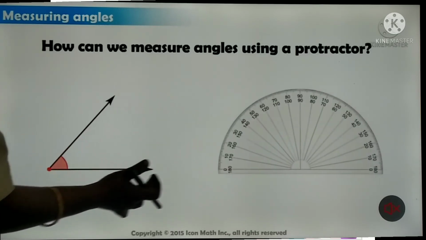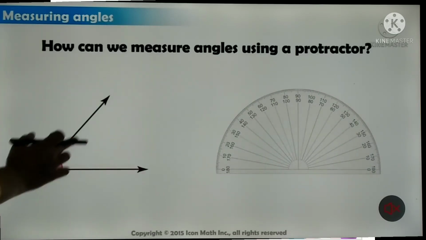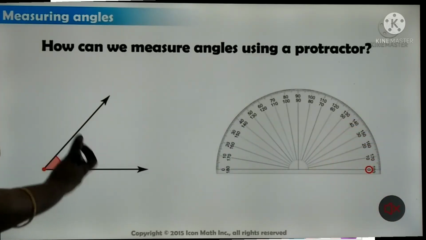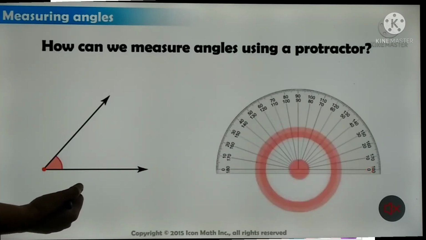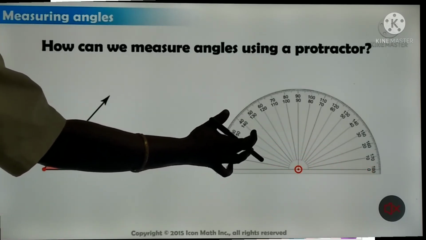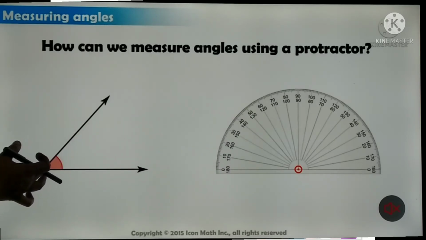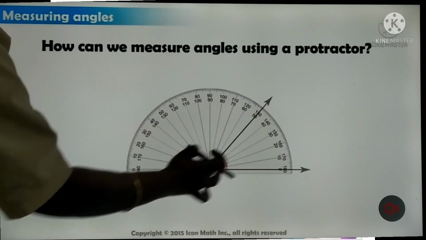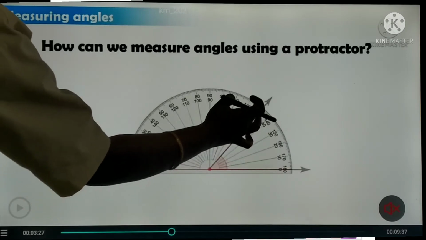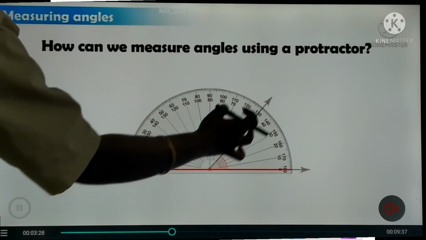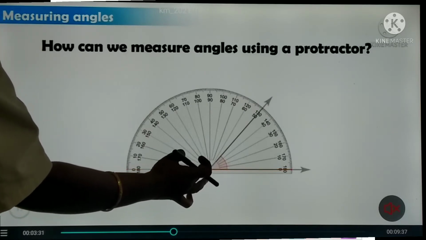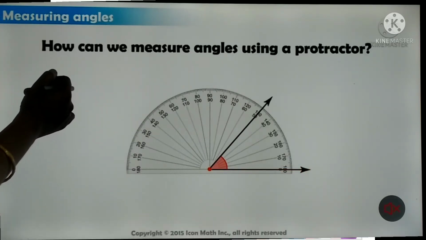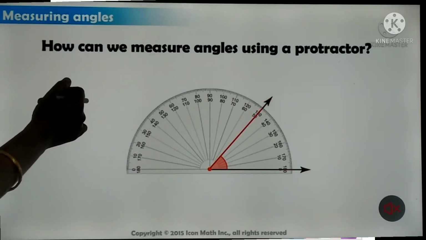Here, an angle is made when corners are formed. This is a vertex. Here, how can you measure this angle by using this protractor? The center point should be at the top of the vertex. Okay, so see here. What is the measure of this angle? This angle is 50 degree. Understand, the measure of this angle is 50 degree. This is an acute angle, we know. It is less than 90 degree. So the measure of this angle is 50 degree. Understand?